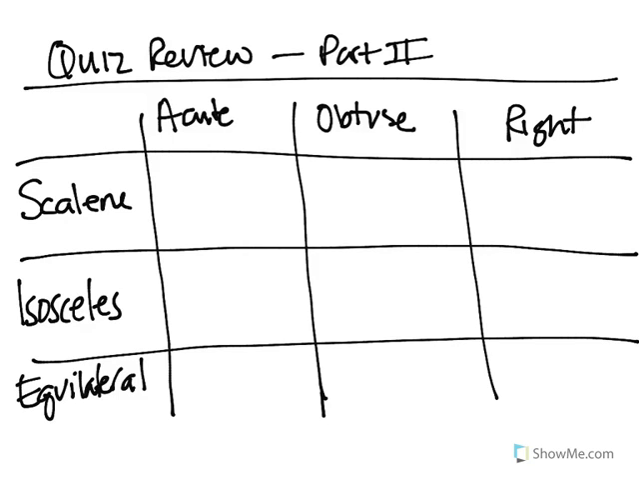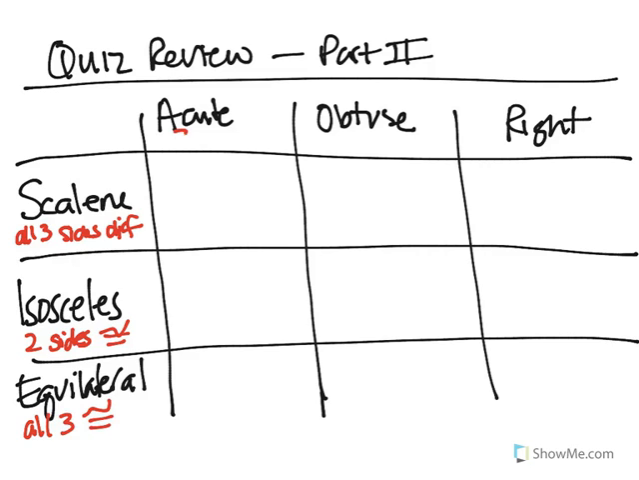Okay, this is part 2 of the geometry quiz review. So I made this little chart related to triangles and their angles and their sides. Let's just real quick review. Scalene means all three sides different. Isosceles means there's at least two sides that are equal or congruent. Equilateral means all three sides and all three angles are congruent.